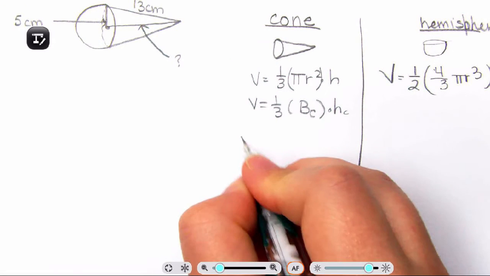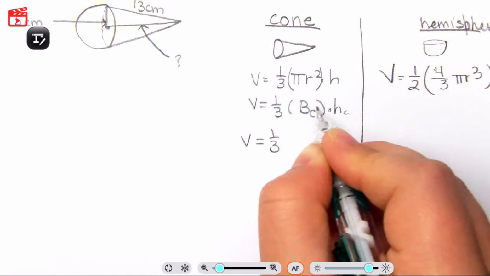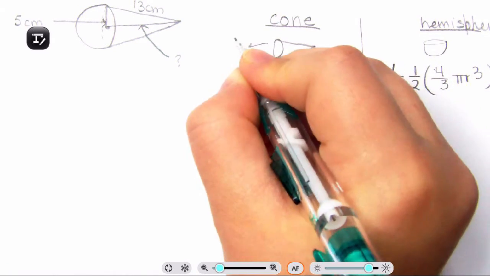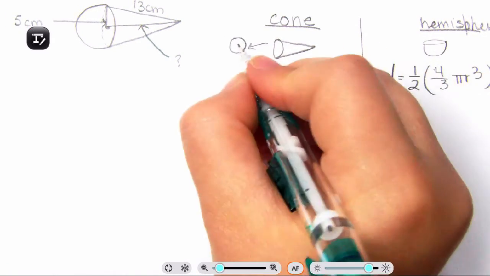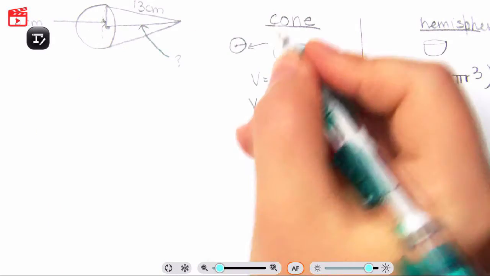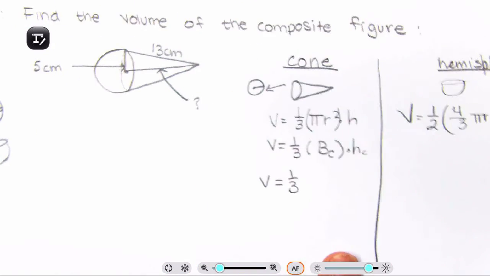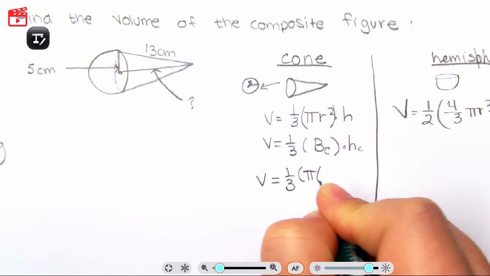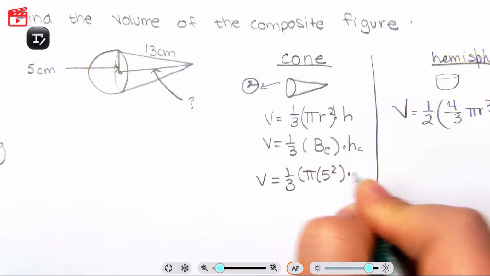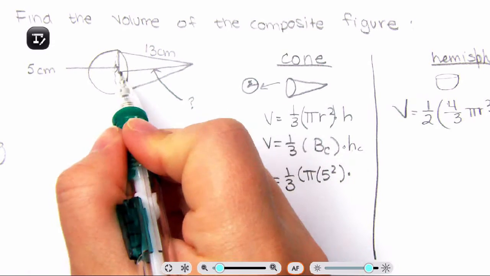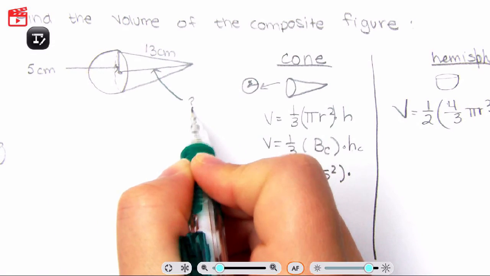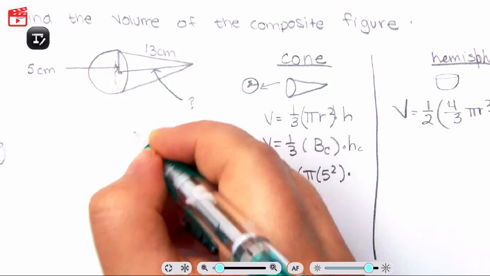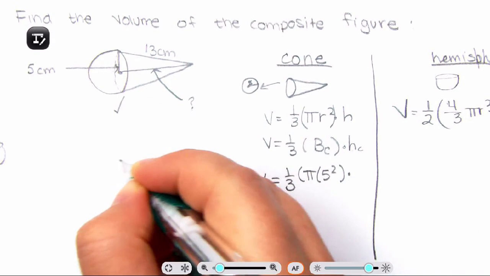All right, let's plug some numbers in. 1/3 area of the base. The base is a circle. What do we know about the circle? The circle radius is, I don't know if you can see that, 5. So we have pi times 5 squared. Height of the cone, this right here. Oh, looks like we don't have it, but we do have a slant height. So I'm going to just draw this out real quick. This is what we have.